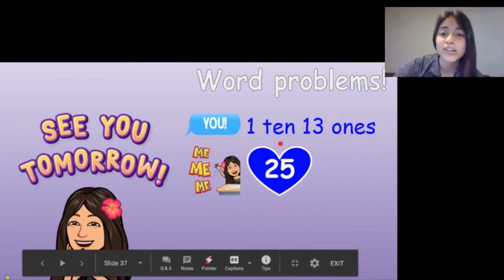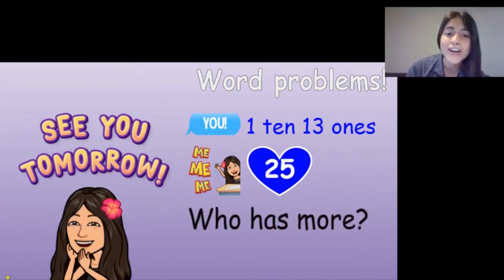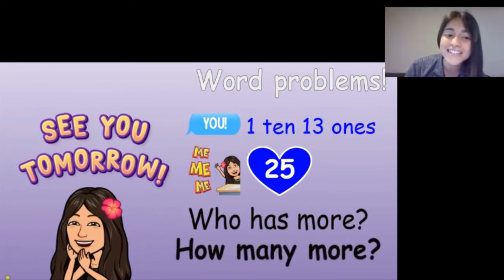And so to figure out your number, we're going to have to exchange 10 ones for 1 ten. And then after we do that, we're going to figure out who has more. Do you have more or do I have more? And then we're also going to figure out how many more. So how many more do you have than I have, or how many more do I have than you have?